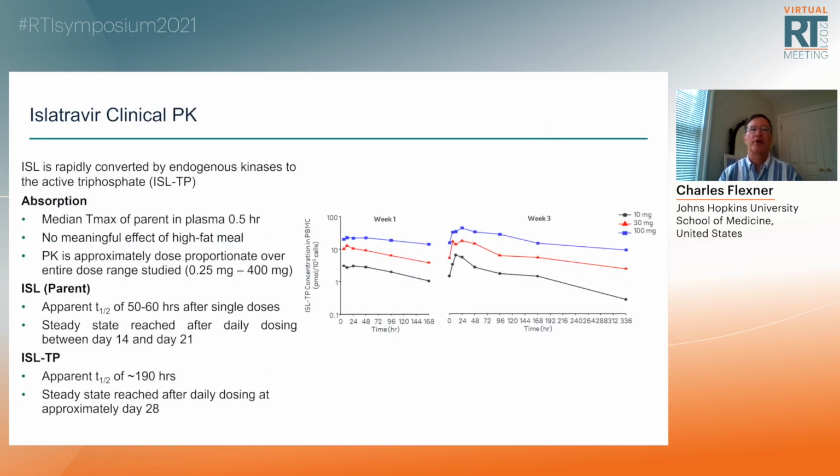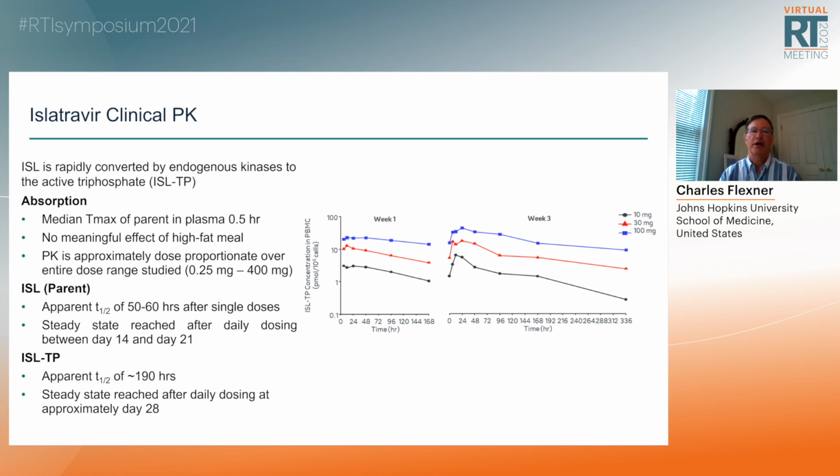Now, the clinical pharmacokinetics of Islatrovir support long-acting administration. The drug is rapidly converted to its active metabolite, the Islatrovir triphosphate. It undergoes very rapid absorption when given orally, without effect of a high-fat meal. And the pharmacokinetics are dose proportional over the range from 0.25 milligrams to 400 milligrams.